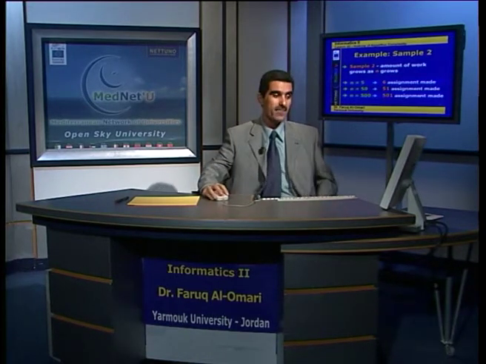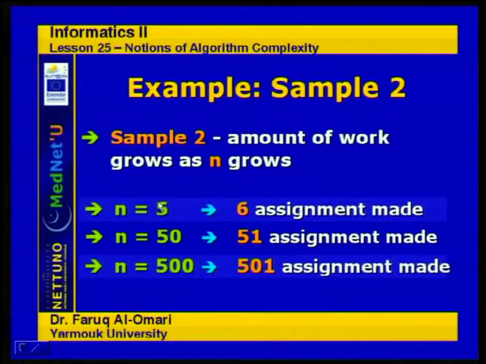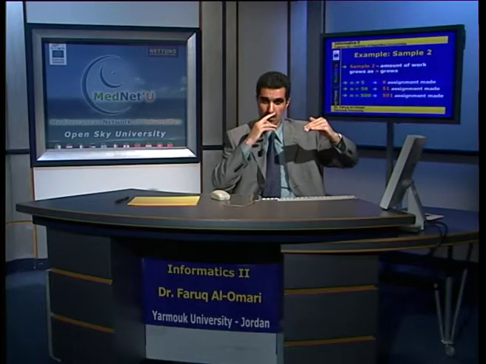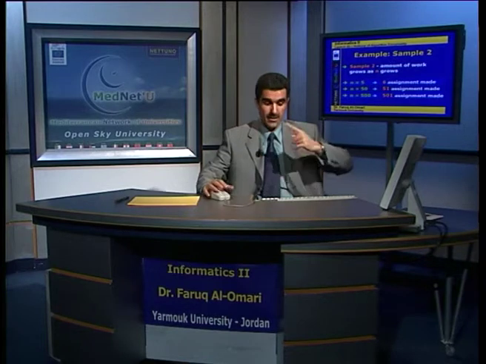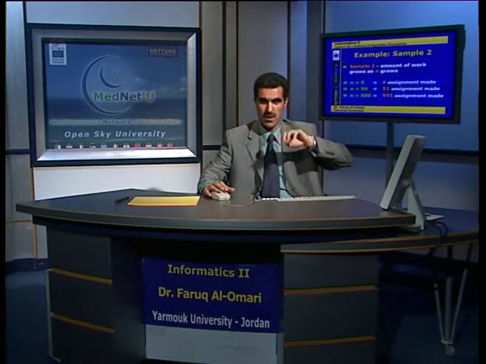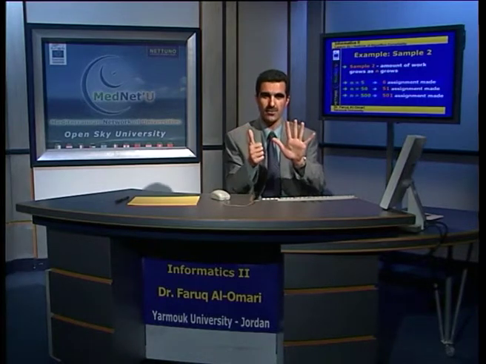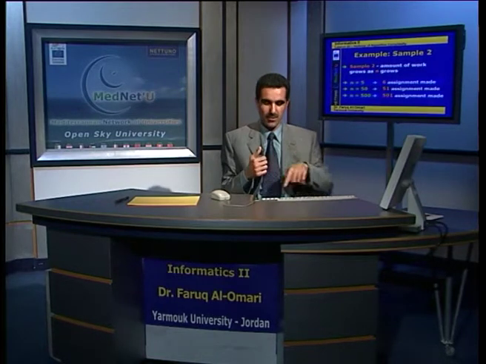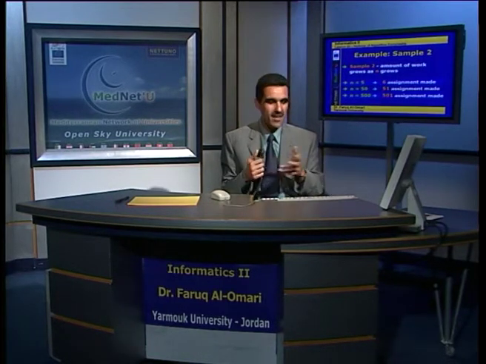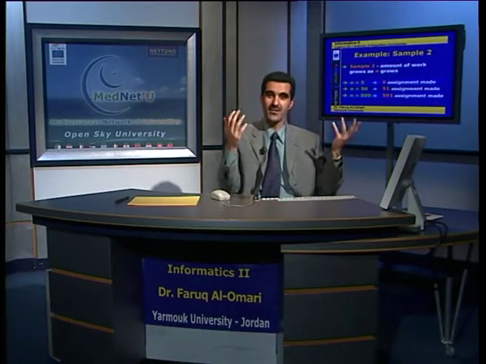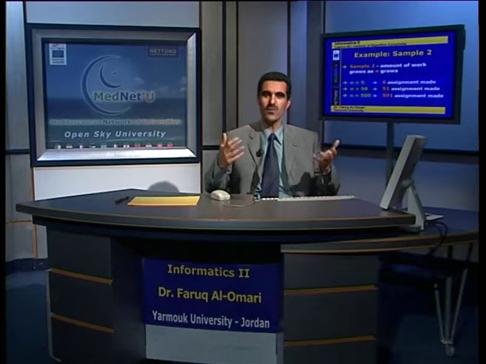Well, in that case, if n equals 5, then I have one assignment outside, and that's when I initialize my sum to be 0. Okay, and then the loop is going to iterate 5 times. Each time I'm making one assignment, so I have 5 assignments inside the loop, 1 outside, so a total of 6. If n equals 50, the loop is going to iterate 50 times, and that means I'm going to have 51 assignments. If n goes to 500, then I'm going to have 501 assignments.